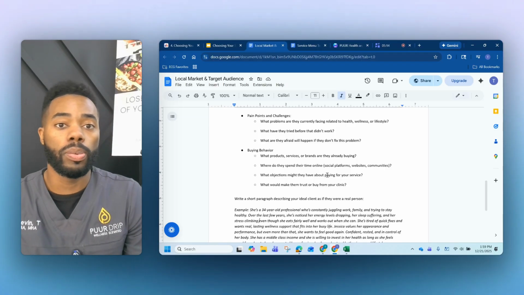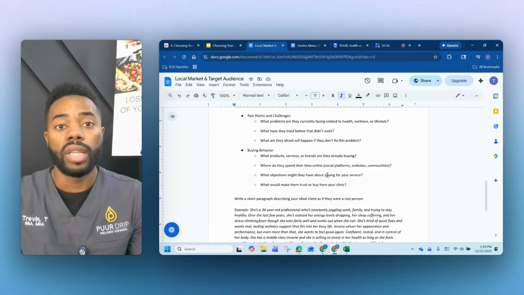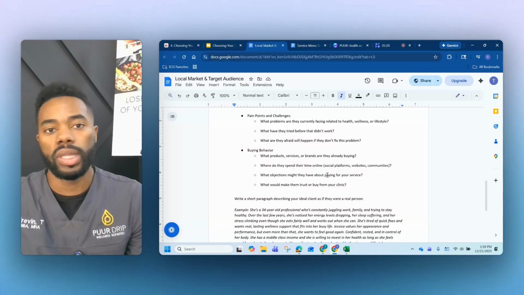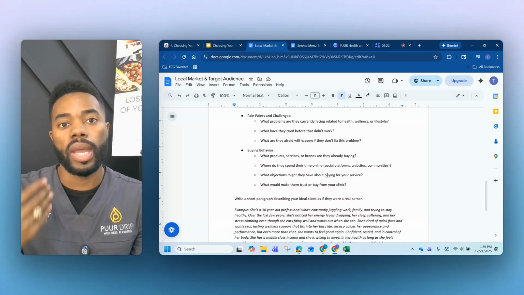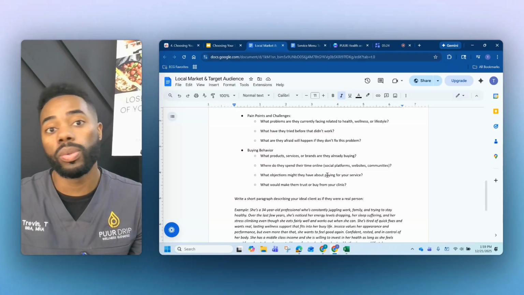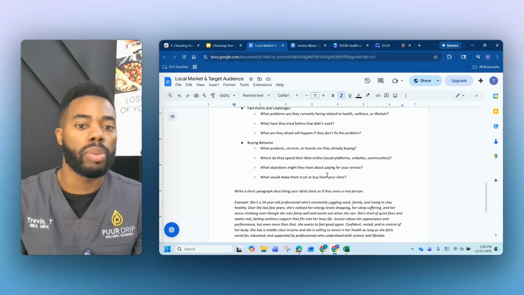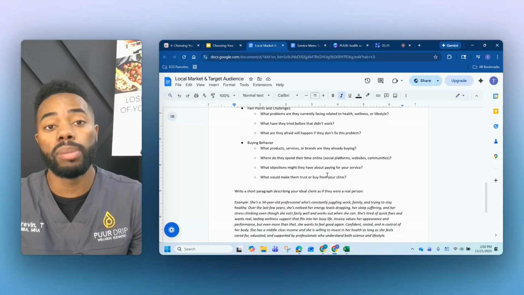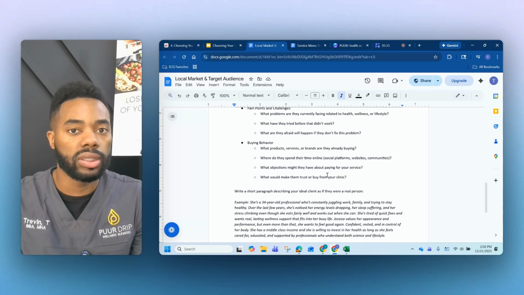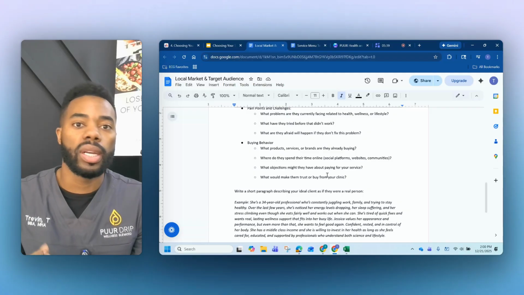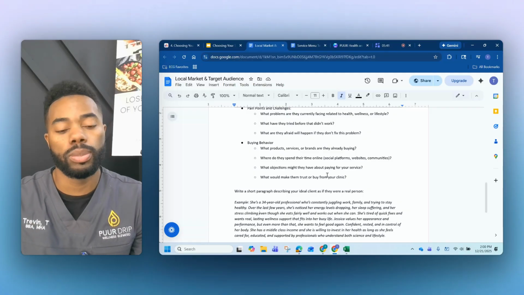If I'm working with people in the age range of 30 to 55, there may be some people in that middle range who may be dealing with things like premenopause, right? They're maybe adding on a lot of weight. They don't really know what's going on because their hormones are changing. Buying behavior: what products, services, or brands are they already buying that can maybe be adjacent to what we do? Where do they spend their time online? Are they on social media? Are they on websites? Are they in the community? So you know where to go in order to reach these patients.